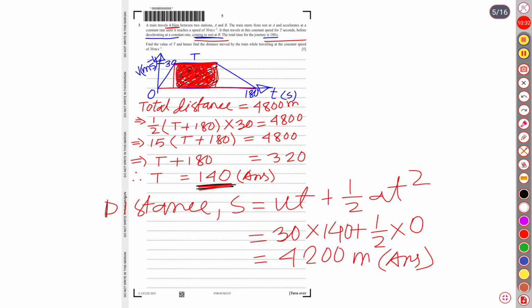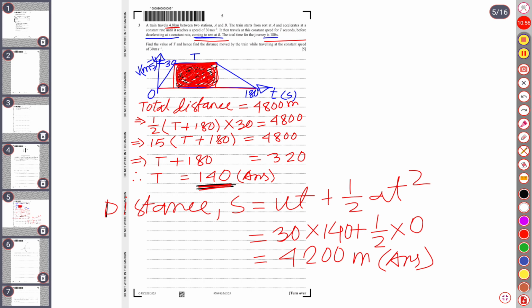That's why it is simply s equal to u into t, which is 30 into 140. 30 is initial velocity, final velocity is also 30, then into time is 140. That means 4200 meters have been traveled by the train. Let's move on to question number 4. The next question is on the next page.